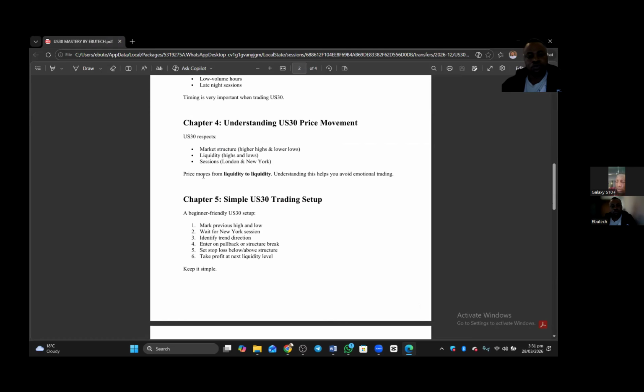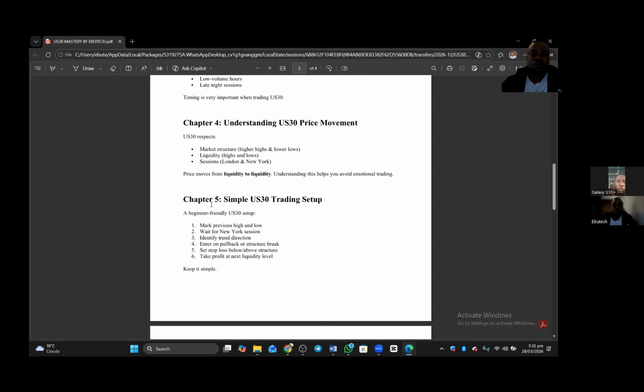So price moves from liquidity to liquidity. Understanding this helps you avoid emotional trading. When you understand that the price moves based on liquidity, it will help you to avoid emotional trading. You trade your plan, and you plan your trade. It will help you to avoid emotional trading, right?